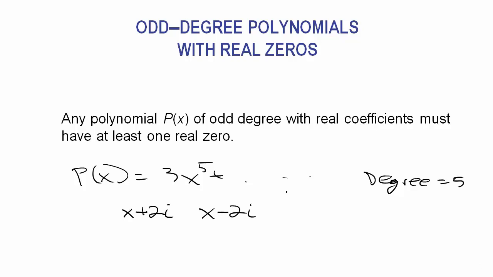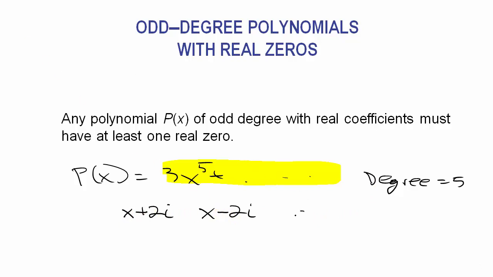Which tells us that any polynomial of odd degree with real coefficients must have at least one real zero. Because from our previous rules, we know that this polynomial here has to have exactly 5 zeros, 5 solutions, because it's degree 5. If it has any complex solutions at all, they have to be in pairs because they have to be in conjugate pairs, which means there has to be an even number of them.